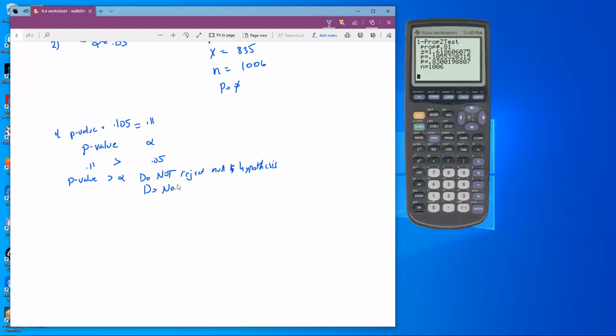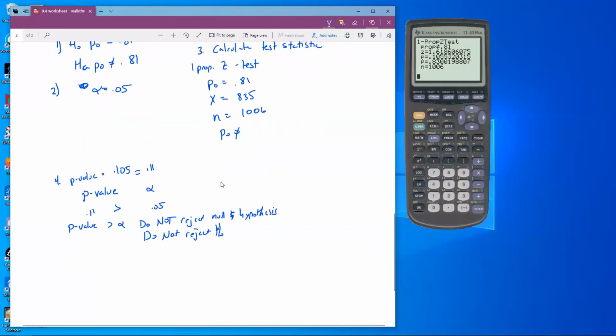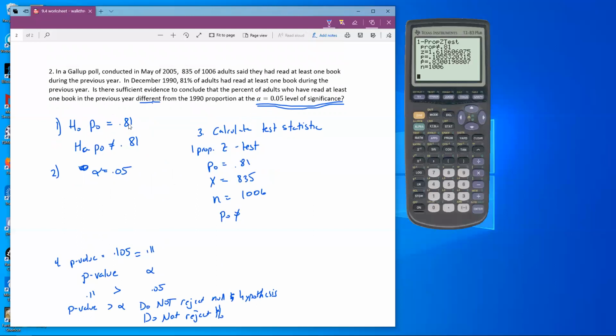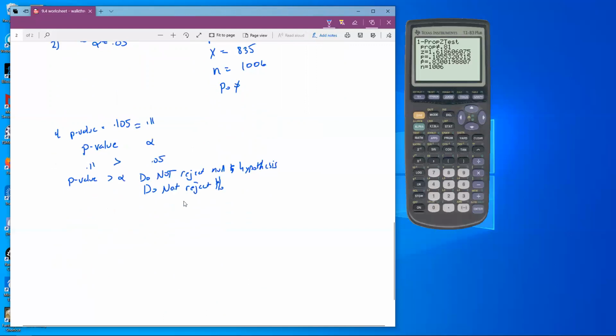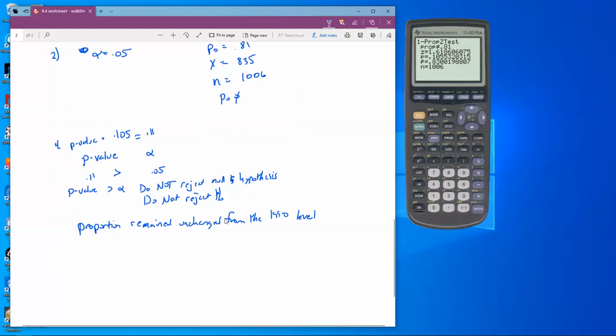Do not reject H0. And again, we're going to make a sentence out of it. So what was H0? H0 was that the proportion was 81%. So we're not rejecting that. So we're going to say there's no evidence to suggest it's different. We can say something like that the proportion remained unchanged from the 1990 level. It appears that people read at the same rate as they did in 1990, something like that. You don't have to have this specific sentence, you just have to have something with words to this effect. Do not reject H0. I just want to say, hey, the proportion is still 0.81.